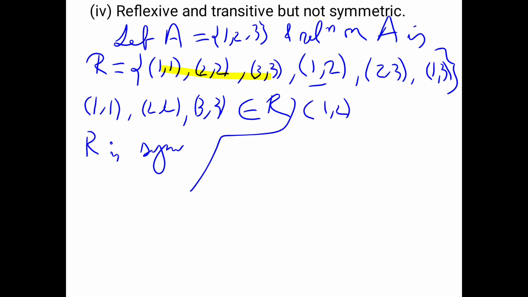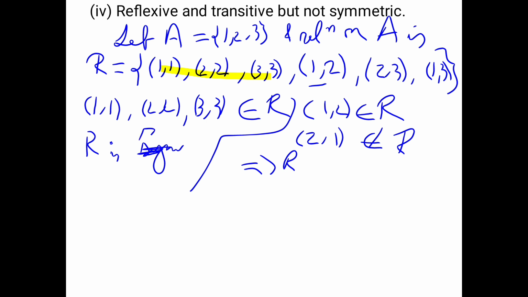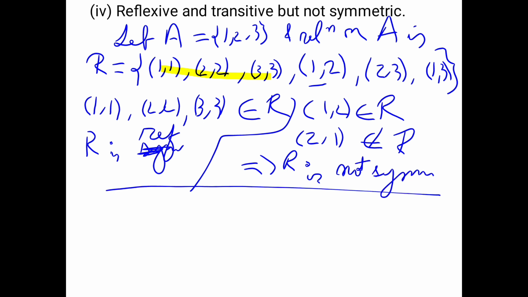1 is related to 2, but 2 is not related to 1. 2 related to 3, 3 related to 2. So R is not symmetric. Transitive: 1 1 transitive, 2 2 transitive, 3 3 transitive.